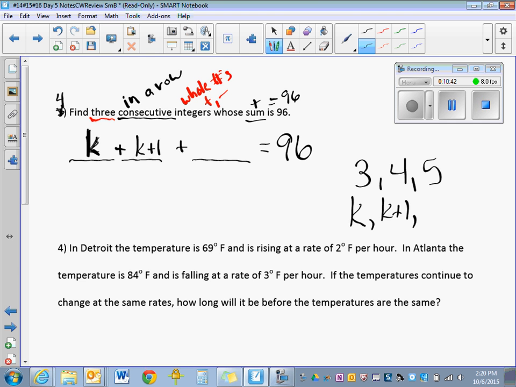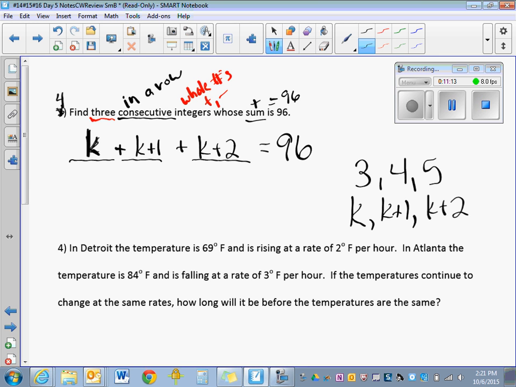But the trickiest part, what is this going to be? K plus 2, right, good. K plus 2, you guys got it. Because here's my first number. In order to know the next one, I just add 1 to that. In order to know 2 later, I just add 2 to it. You could have done k plus 1 plus 1. That's an easy question. Okay, great. So we have our equation here.